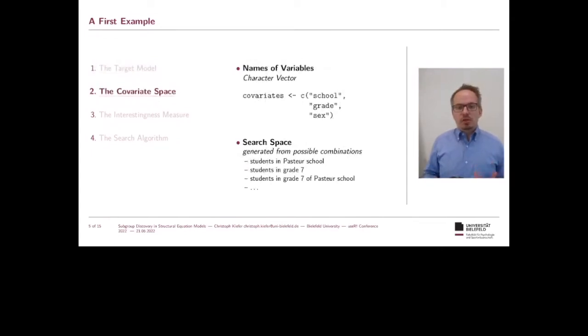Second, which variables should be used to form subgroups? There are not too many in the Holzinger-Swineford dataset, so we just go for school, grade, and sex. And this will lead subgroup SAM to estimate the target model within different values and combinations of these variables. For example, for all students in school A, for all students in grade 7, but also all students in grade 8 at school B, and so on.